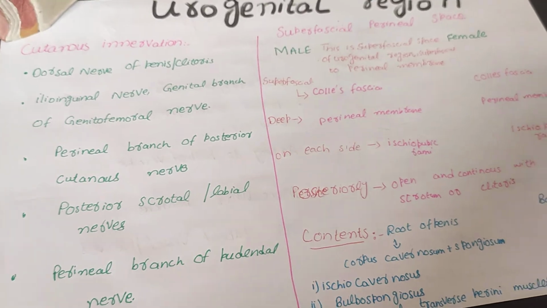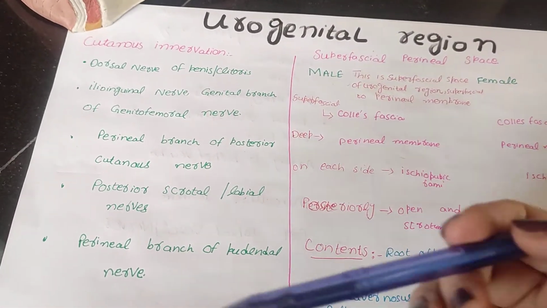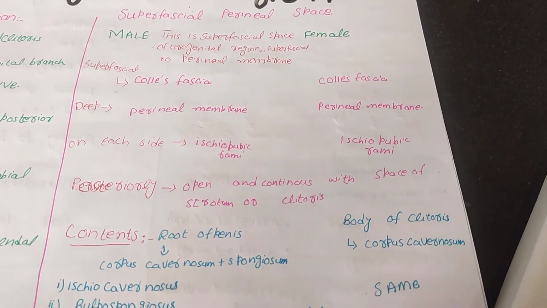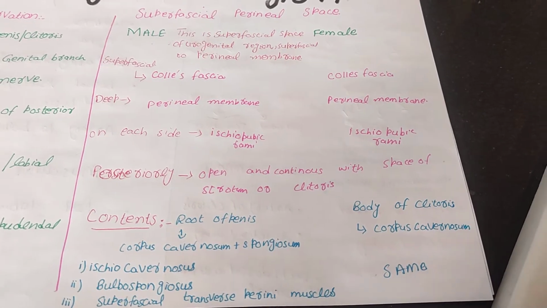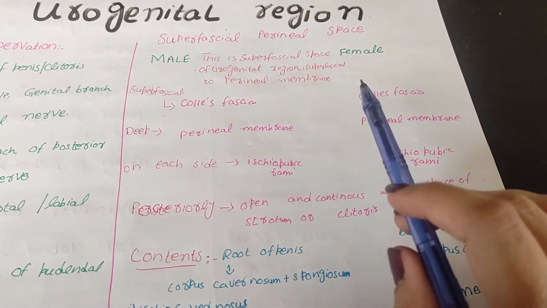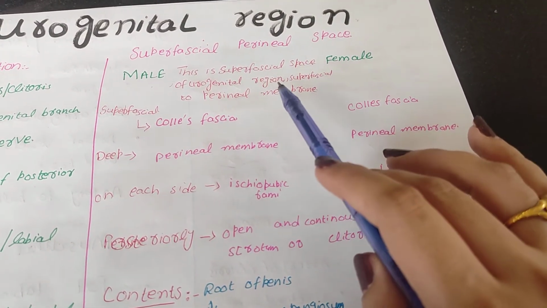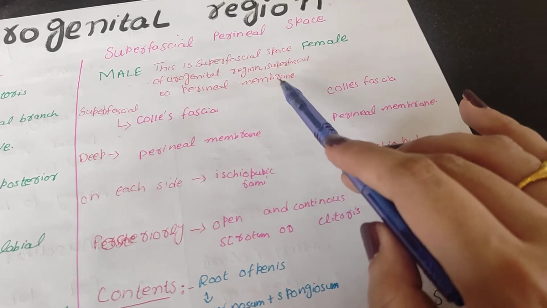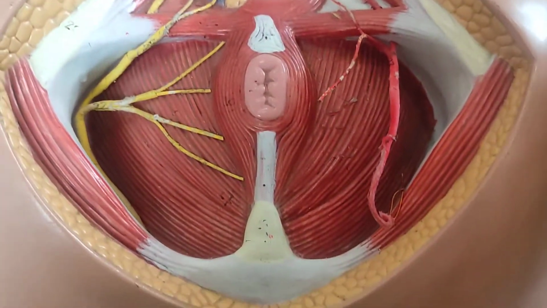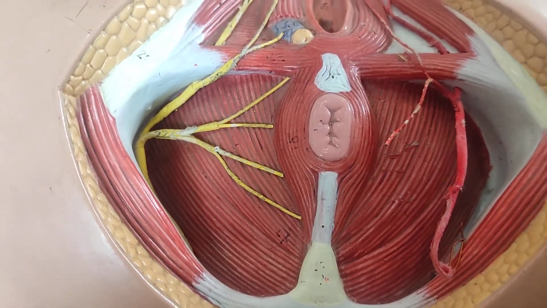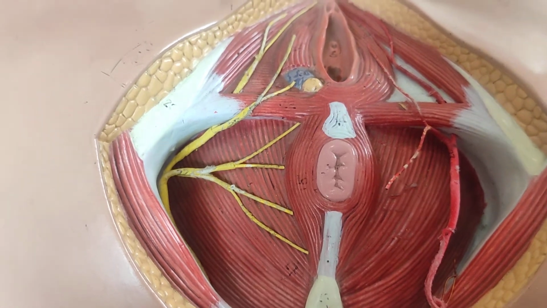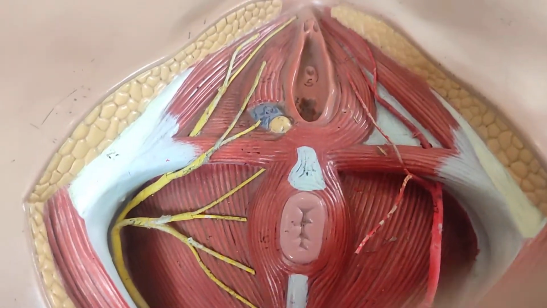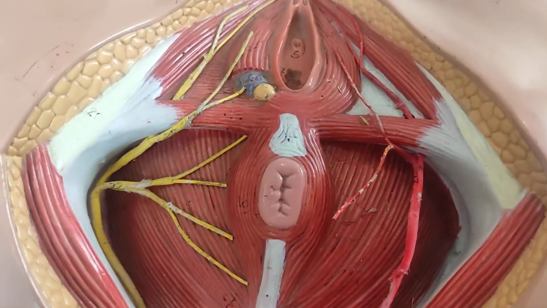Right now, after the cutaneous innervation, which you just have to cram up, we have the superficial and deep perineal spaces. For the superficial perineal space, you need to know what it is. This is a superficial space of the urogenital region that lies superficial to the perineal membrane. As I told you, that is the perineal membrane, and it's lying above it, and that's why that is known as the superficial perineal space.